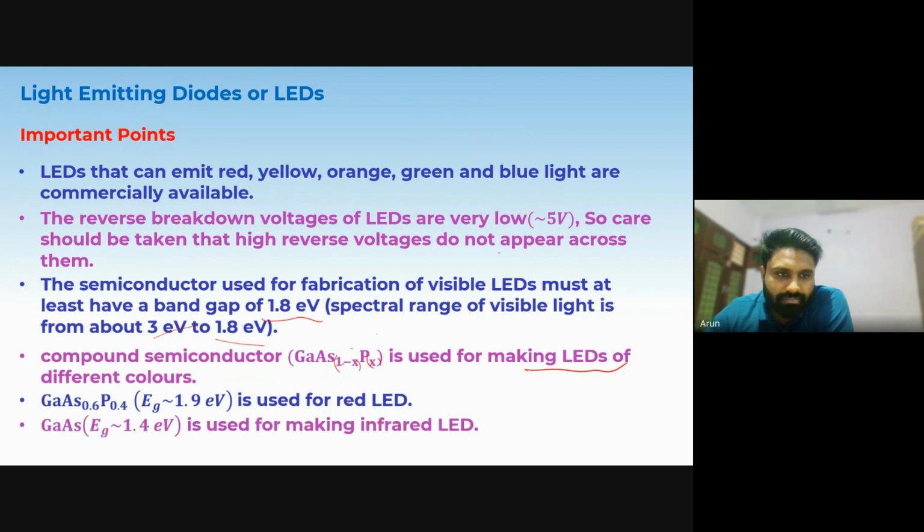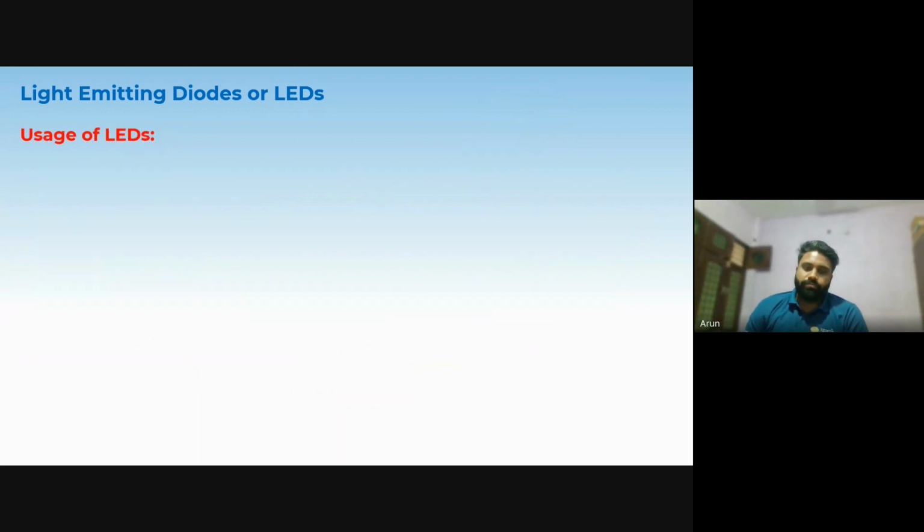and this 1.4 electron volt is less than the visible region. The visible region starts from 1.8, but this is 1.4, which is less than the visible region. In this we have the infrared region, infrared LED, and this infrared radiation we are not able to see. But these LEDs are very important and very useful. You all must have heard about it, and if you haven't heard about it, you must have used it.